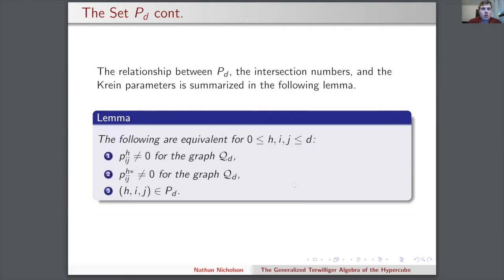The consequence of defining this set this way is that p^h_ij not equaling 0, p^h_ij star not equaling 0, and the triple (h, i, j) being a member of P_D are all equivalent. So if you were to go back and look at the formulas for p^h_ij and p^h_ij star, and see when exactly these things are 0 or not 0, you'd find that it's exactly when the triple is a member of the set P_D. So this is just a formality. It's a convenient way to talk about when these numbers are 0.